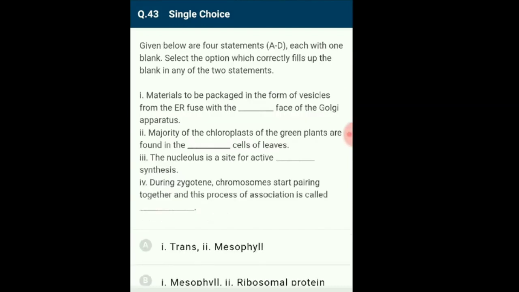Question number 43. Given below are four statements A to D, each with one blank. Select the option which correctly fills up the blank in any of the two statements.